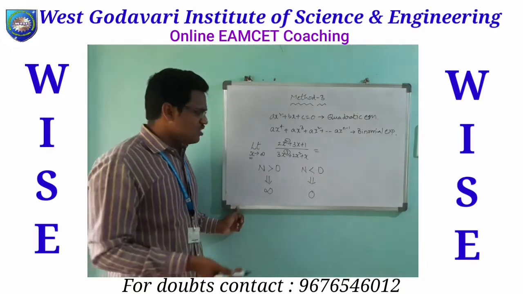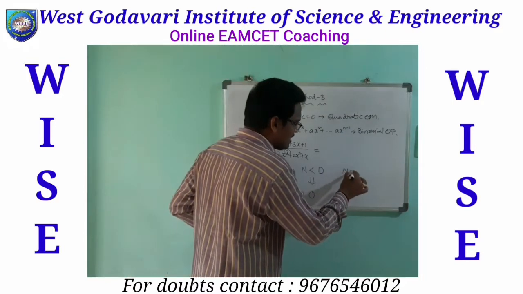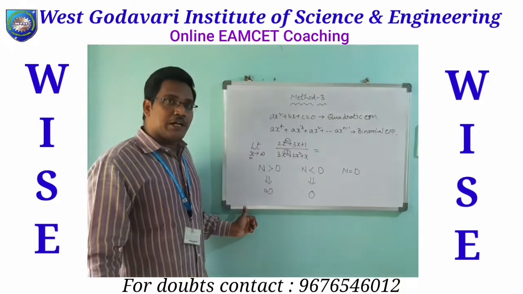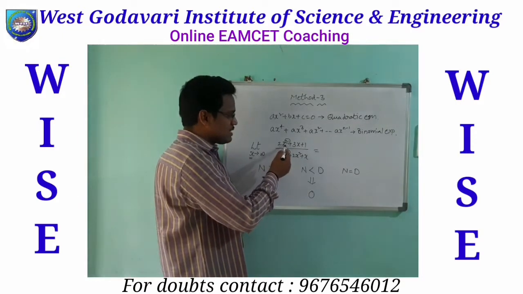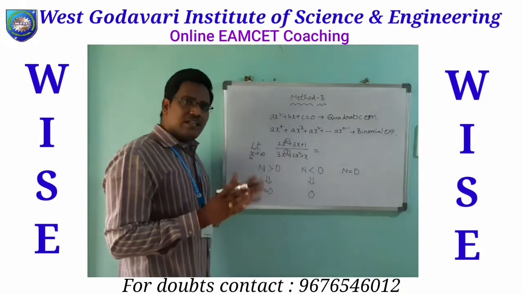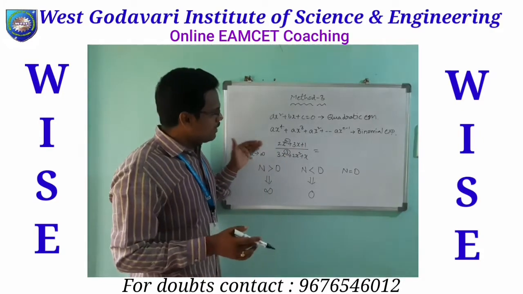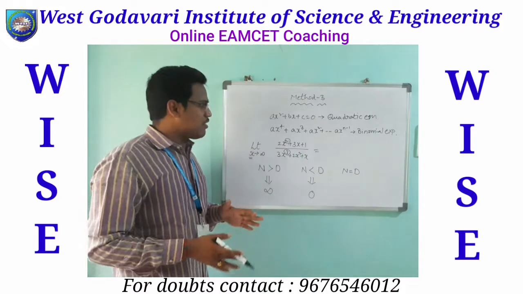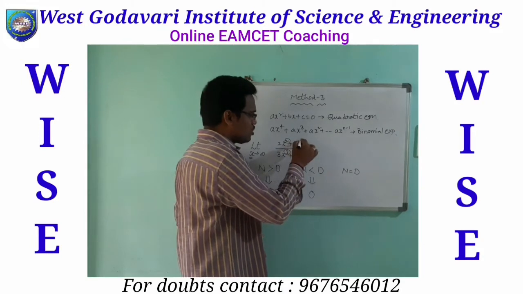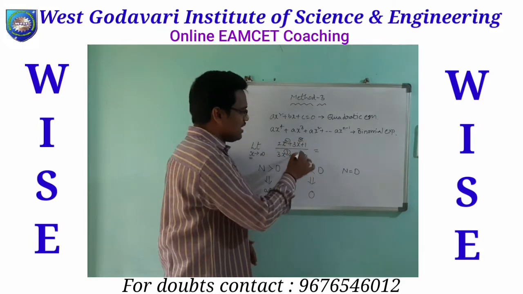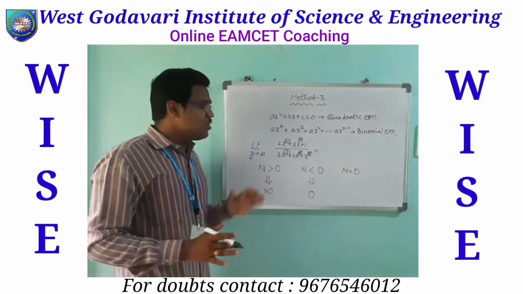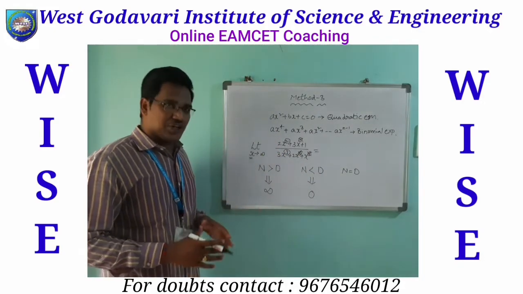There is another possible case, that is numerator power is equal to denominator power. Suppose here the highest power is 2, and suppose here also the highest power is 2. Then what will happen? The numerator highest power and denominator highest power are equal. So we are not considering the other powers of the equations. 3x power 1 we are not considering, 2x square not considering, x power 1 not considering. We are considering only the highest powers in the equations.